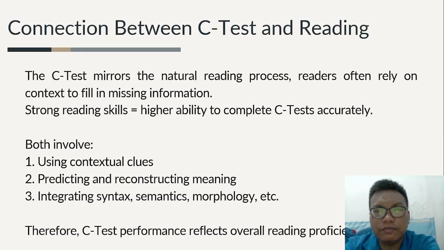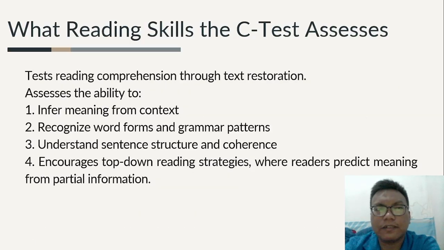So what is the connection between C-test and reading skills? The C-test mirrors the natural reading process. Readers often rely on context to fill in missing information. Strong reading skills equal a higher ability to complete the C-test accurately, and both involve first using contextual clues, second predicting and reconstructing meaning, third integrating syntax, semantics, morphology, etc. Therefore, C-test performance reflects overall reading proficiency.